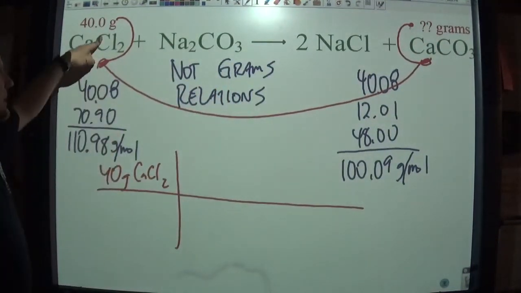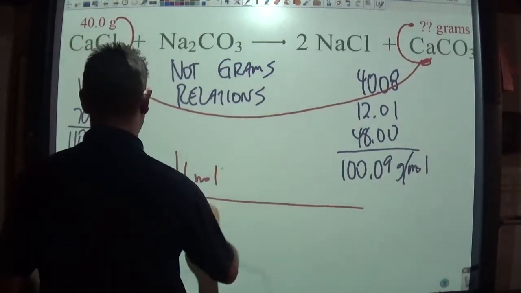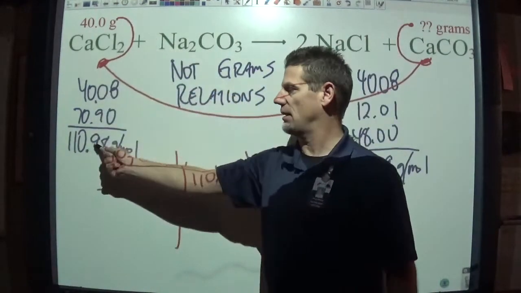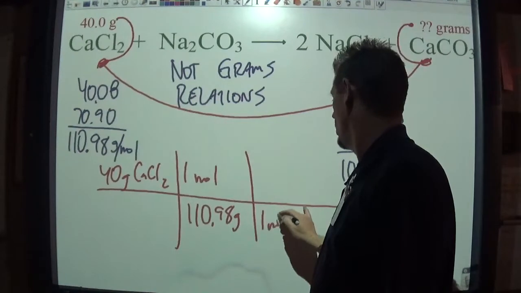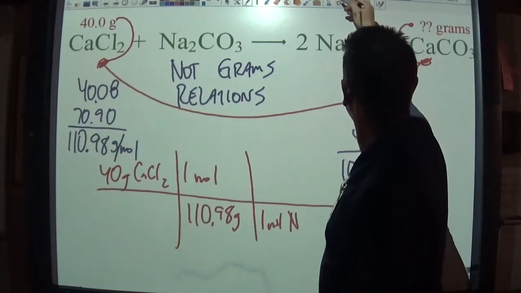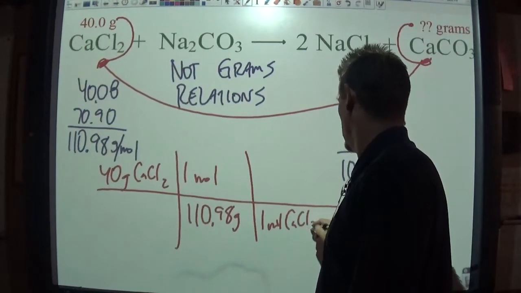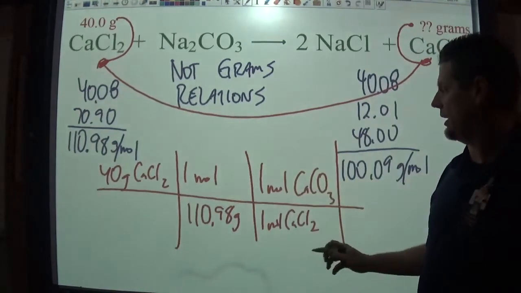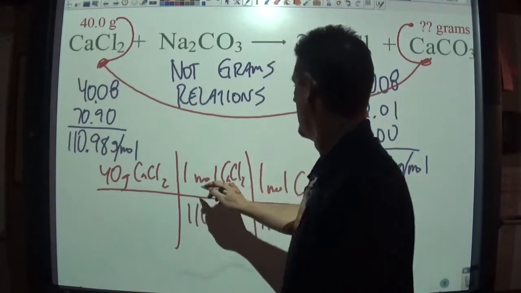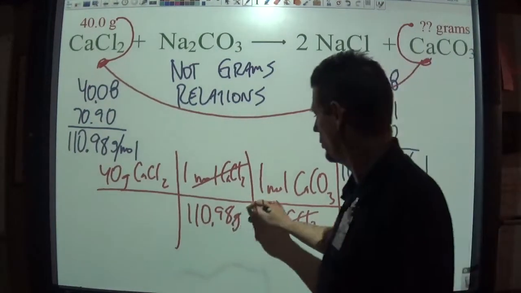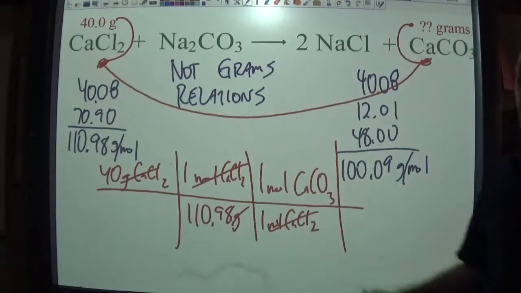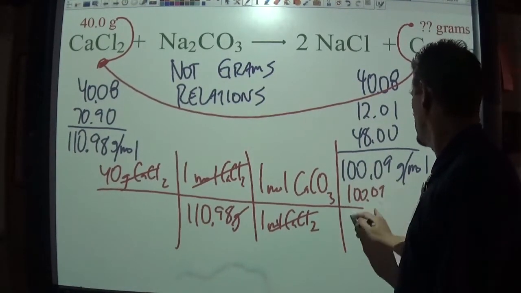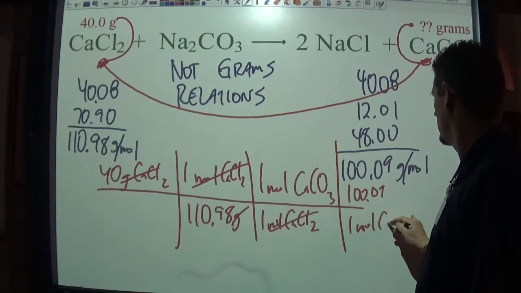So again, 40 grams of CaCl2. I know that 1 mole of this is 110.98 grams. So that's my first step. I took this number and divided by that. Now the mole to mole ratio is 1 mole of CaCl2 makes 1 mole of CaCO3. It's a 1-to-1 ratio. Nothing happens except this was CaCl2. Now those moles of calcium chloride cancel. Those grams canceled over there. I now know how many moles of calcium carbonate I would need. And the last step is to multiply by that molar mass of calcium carbonate.